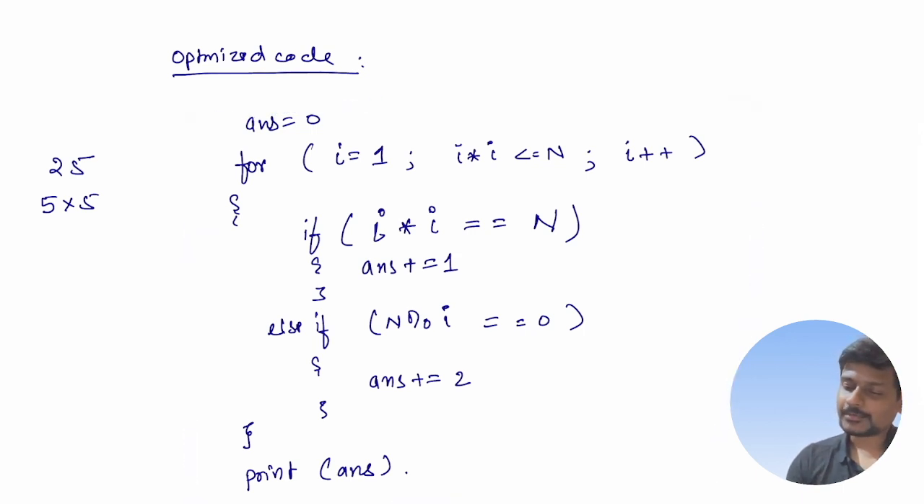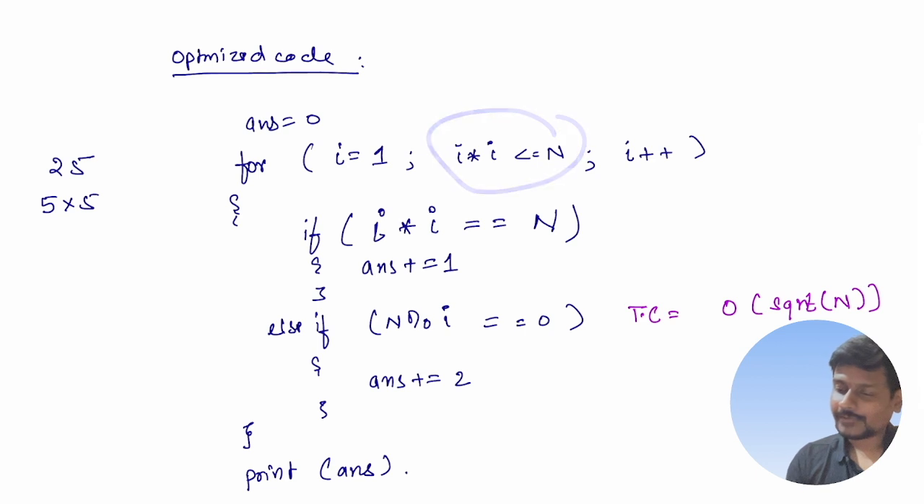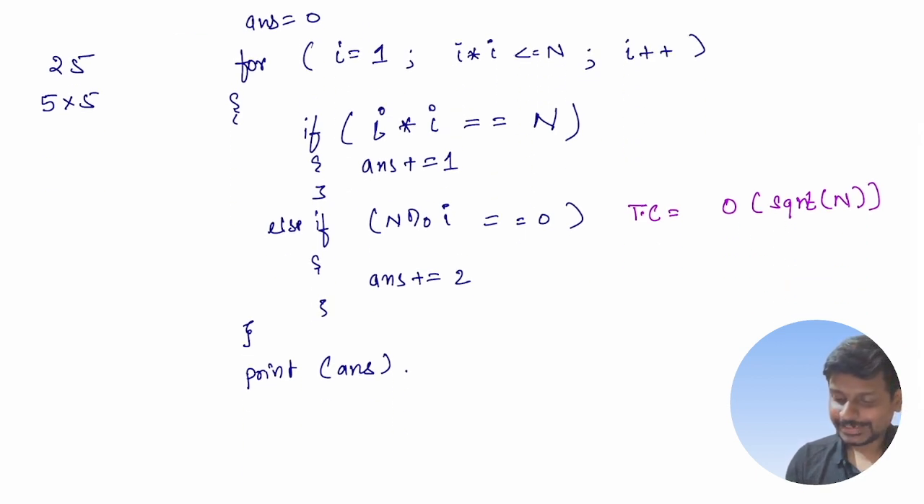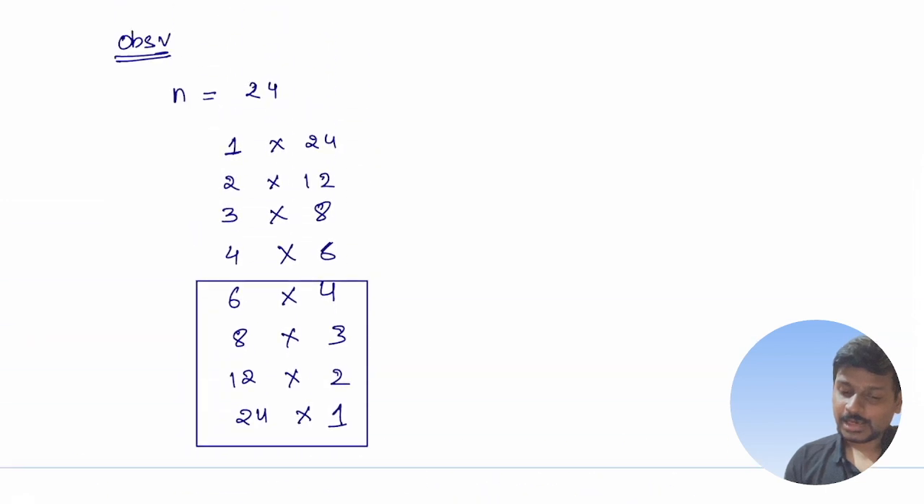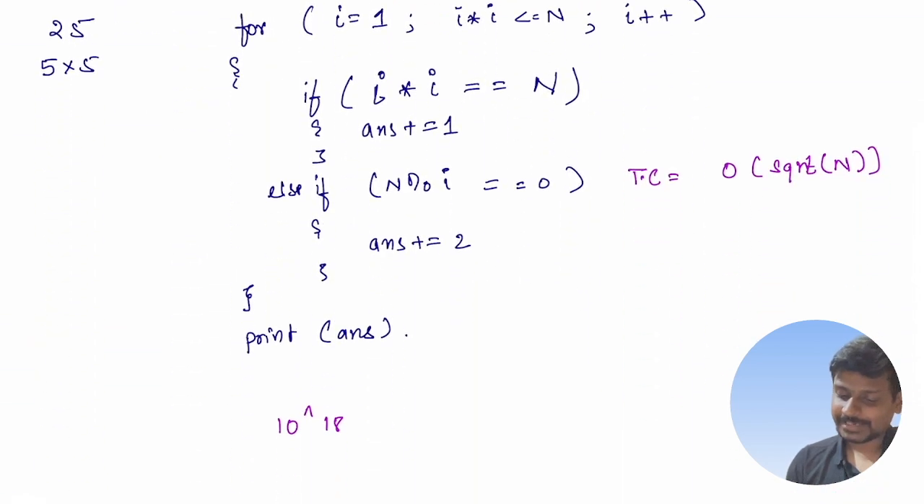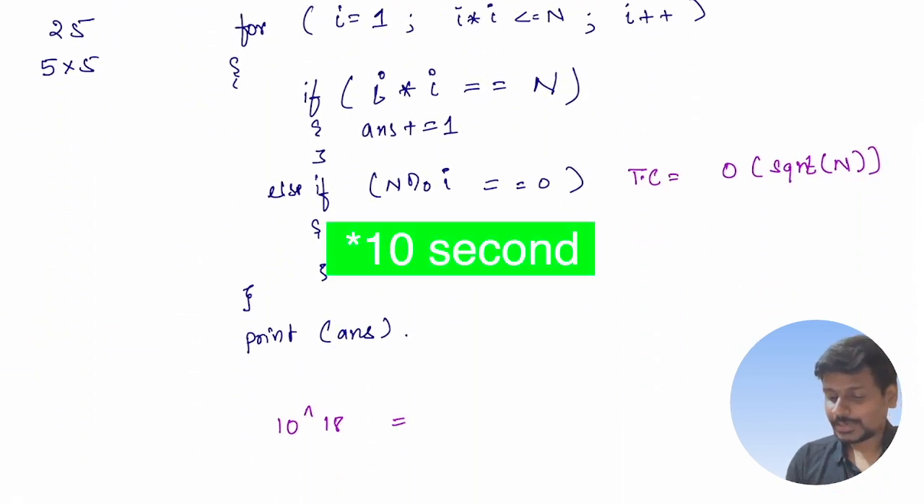Can you tell me what the time complexity for this will be? The time complexity for this solution is order of square root of n, because we are going only till the square root. And now guess what? If I want to calculate for a number of the order 10 to the power 18, how much time will it take? It will take only 1 second to do it. And that's how we have optimized our solution.